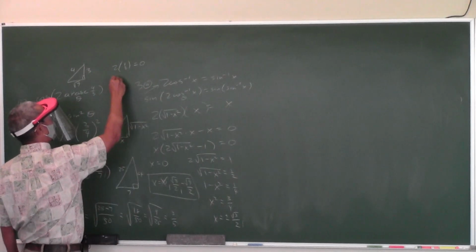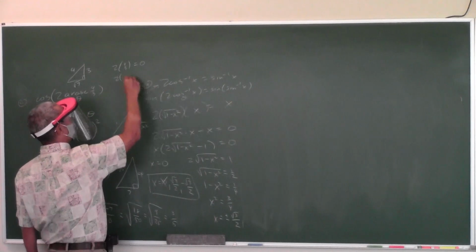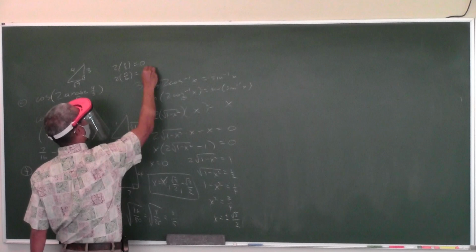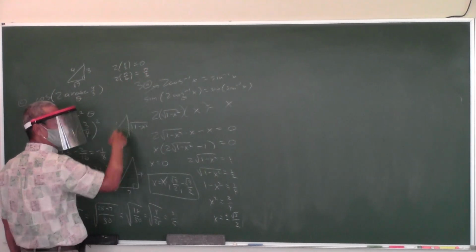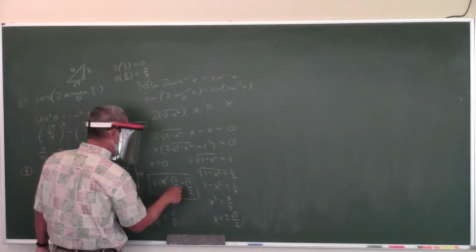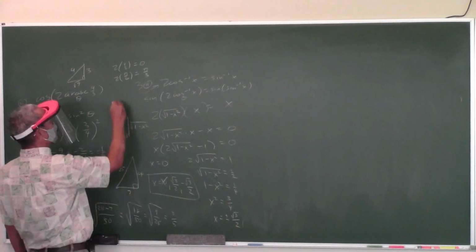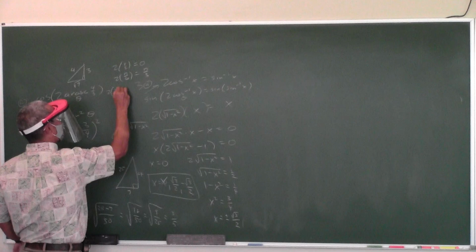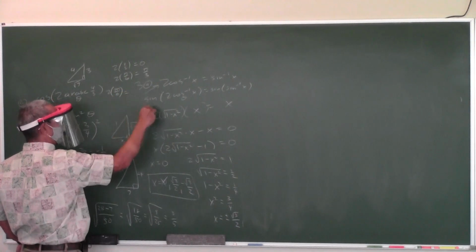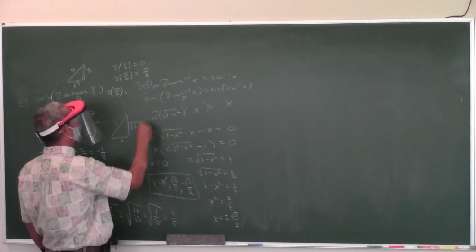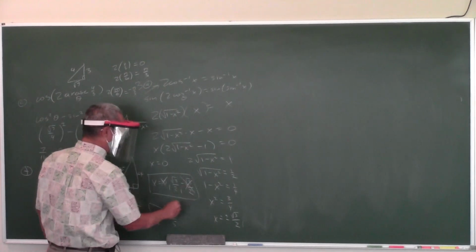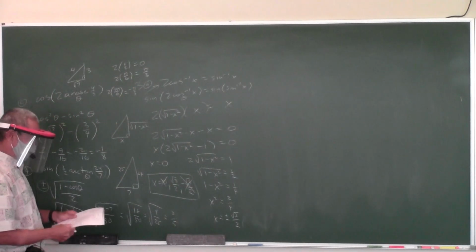Now plug in root 3 over 2. Cosine inverse root 3 over 2 is pi over 6. Sine inverse root 3 over 2 is pi over 3. Is that true? Yeah, so that's good. If you plug in negative root 3 over 2, you get 2 times cosine inverse negative root 3 over 2 is 5 pi over 6. Is that equal to sine inverse negative root 3 over 2, which is negative pi over 3? No, so those have to be crossed out.